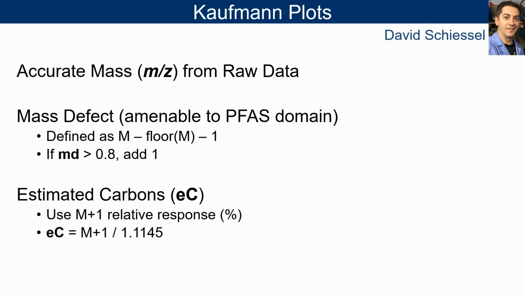So we need the mass, which we get from our mass spectrometry data. So we already had that. Mass defect we'll also use because we know that PFAS should have a negative mass defect. We talked about that. It is the mass of the molecule, the actual accurate mass we measure, minus the mass rounded to an integer. So it's called the nominal mass.